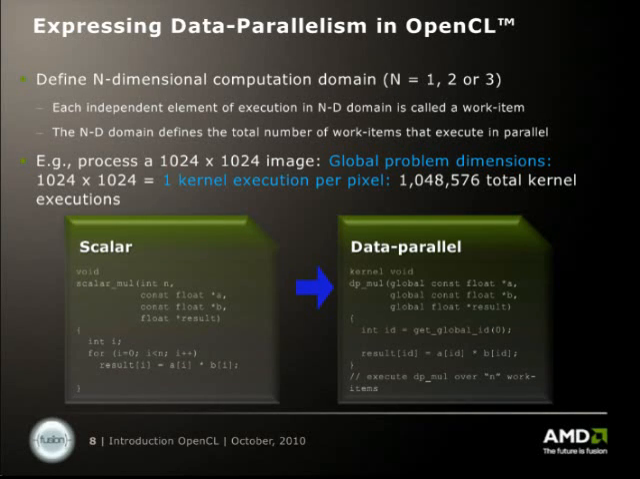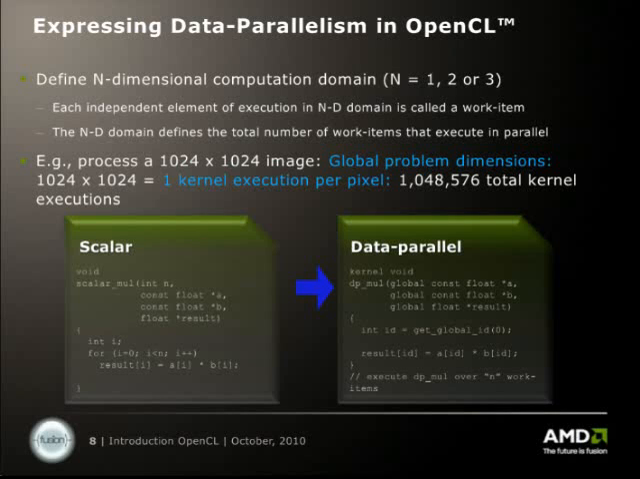But take this example at the bottom, where we're going to work on a 1K by 1K image, which is our global problem dimension. So this overall 1024 by 1024 is the total number of work items that we're going to execute potentially in parallel. You can see that's a very large number there on the right-hand side. And so we're going to have one instance of our kernel stamped out for each pixel, so each of these 1024 by 1024.